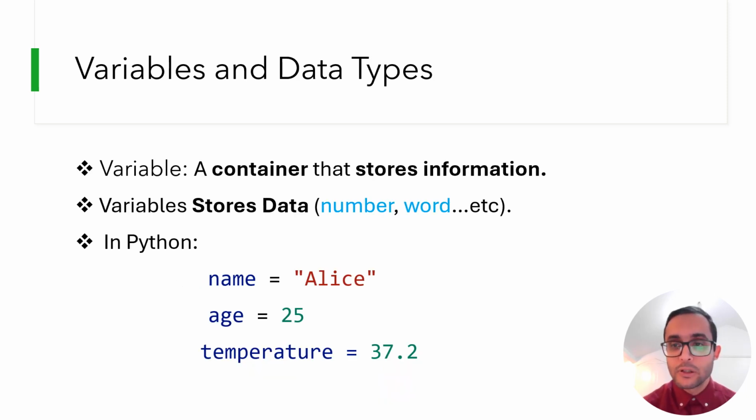Let's start with variables. A variable in programming is like a container that stores information. Think of it as a labeled box where you can keep a piece of data, like a number or a word. In Python, you can define variables as shown. For example, name equals Alice, age equals 25, temperature equals 37.2, and here name is a variable storing the word Alice and age stores the number 25.